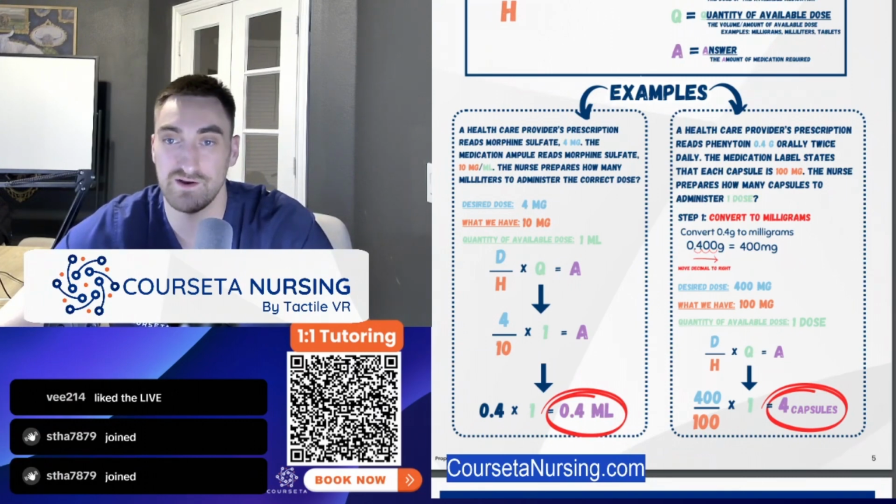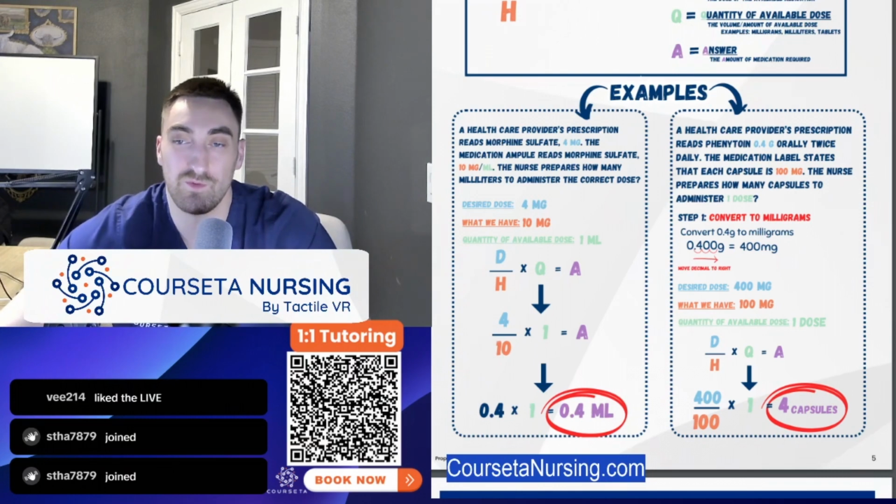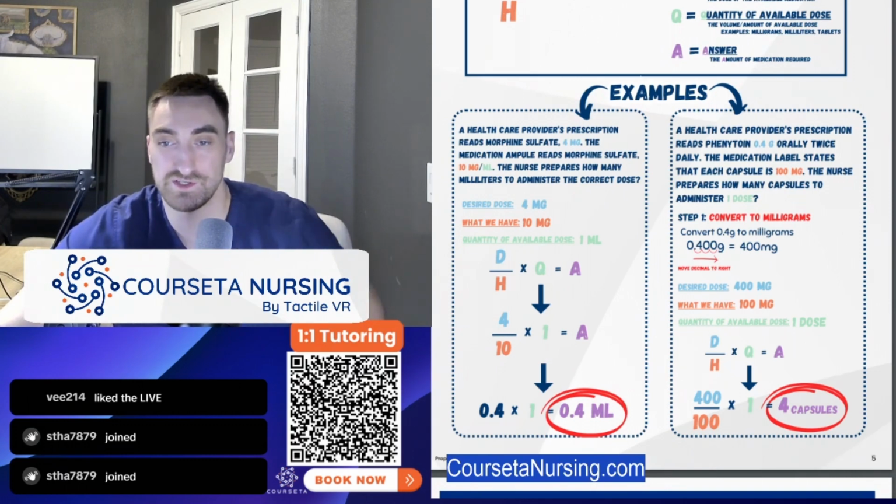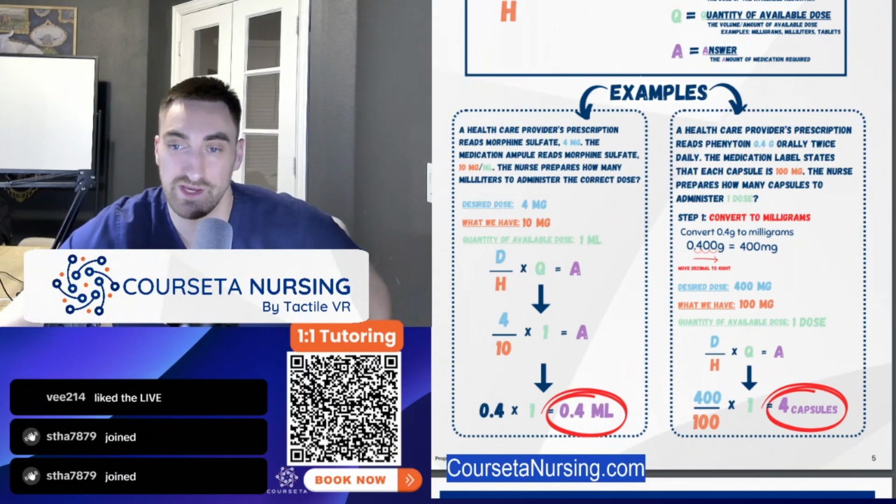Okay, so now we have what we have and what we want equal in metrics. So we go ahead and substitute it into the formula. Again, the formula for medication dosage is D over H times Q. So what's the desired dose? We just converted it. It's 400 milligrams. What do we have? It is 100 milligrams. So we go 400 divided by 100 now.